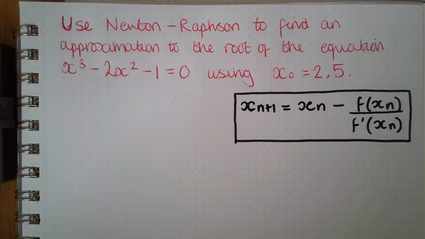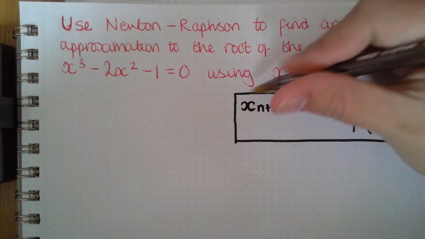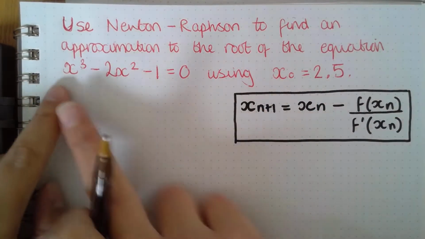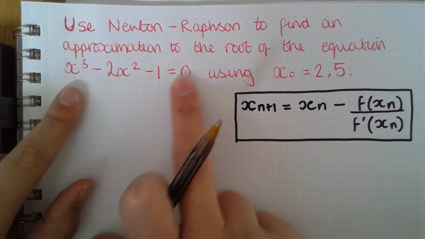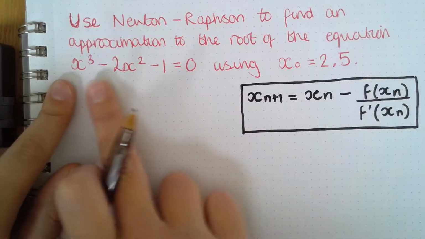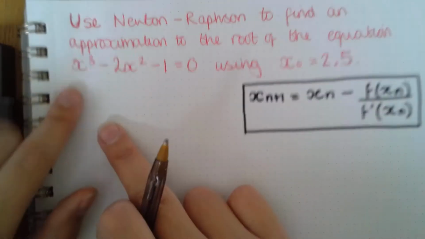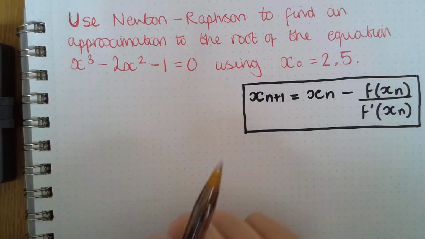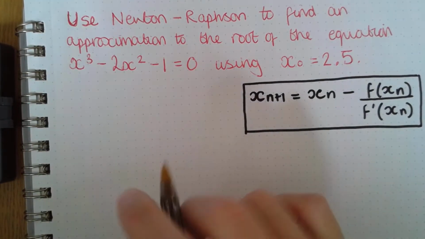Okay, so this is an example of using Newton Raphson. This is the formula that we're going to use. But first of all, we need to check that our equation is equal to 0, which we've got. If that was x cubed take away 2x squared equals 1, we'd have to move the 1 onto the other side. So we need it to be equal to 0.